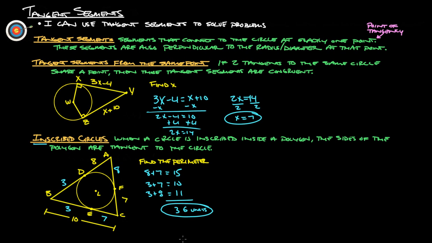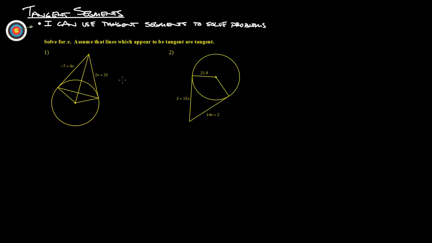Okay, let's take a look at a couple examples here. Solve for x. Assume that lines which appear to be tangent are tangent. So this is tangent, that's tangent. We know if this is tangent and this is tangent, they both share a point and they're both tangent to the circle, so that means that these two have to be equal. So we have negative 7 plus 4x has to equal 2x plus 15.